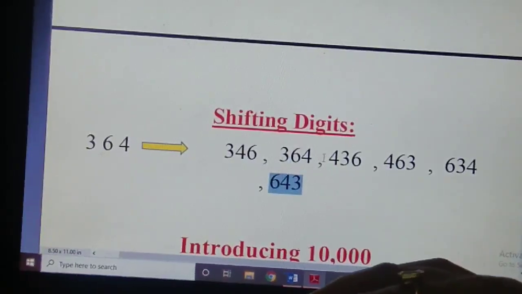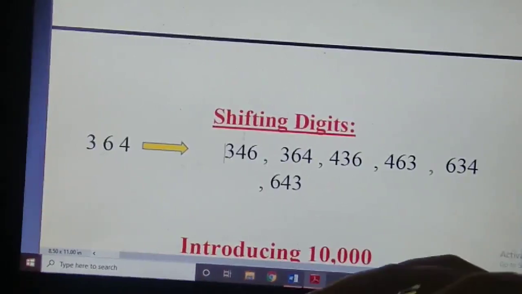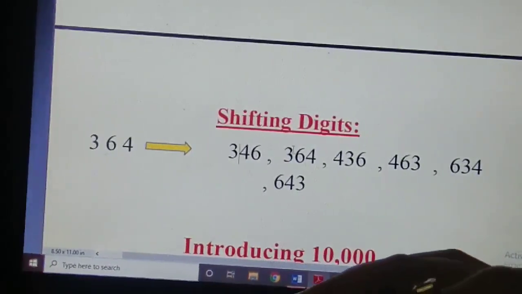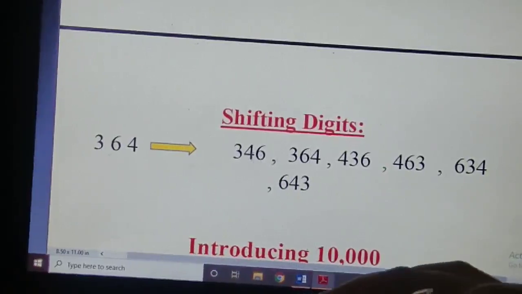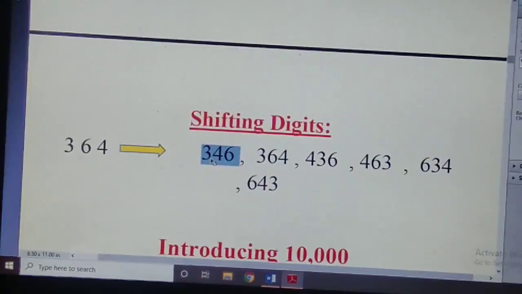Now form the smallest number. First check the hundreds place, here also 3 and here also 3. Now in the tens place it is 4 and it is 6. So we can say 346 is the smallest number.